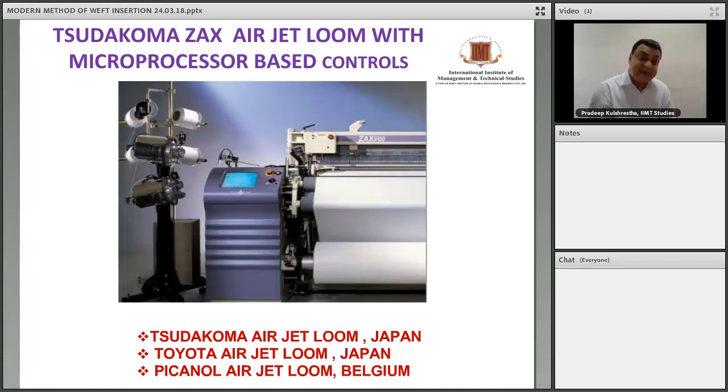Now the Tsudakoma ZAX air-jet loom with microprocessor based control. These looms are very much available in the markets. Tsudakoma air-jet looms come in different models like Tsudakoma air-jet loom 9100, then 9200, then ZAX N, then ZAX C. Initially there were the ZW 205, 209, and people are still using them. So these are the basic machines of Tsudakoma, Japan.